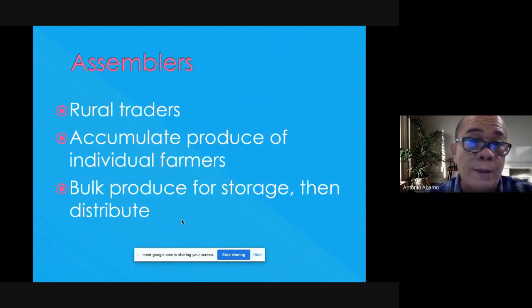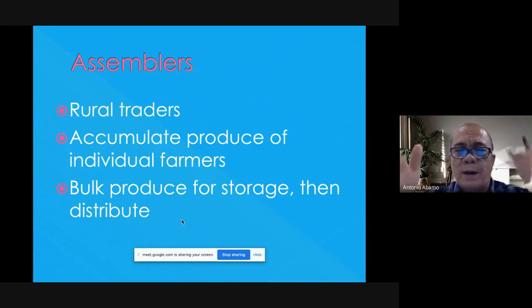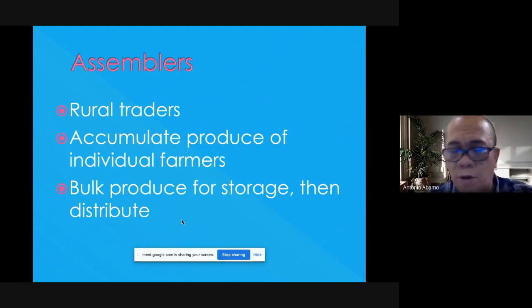Okay, for assemblers, this could be rural traders. What's the function of assemblers? These are rural traders who accumulate produce from individual farmers and bring that to the market in bulk for storage or whatever distribution strategies it may need.